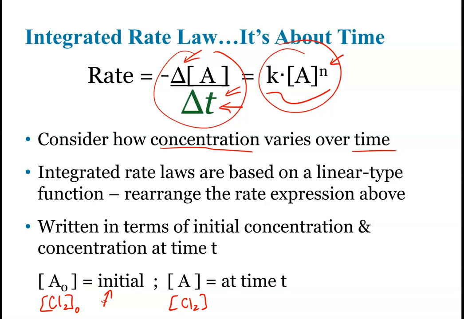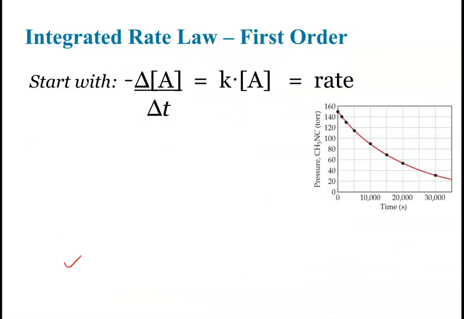Now, the way we're going to develop this is we're going to look at the three common orders that we learned about for reaction orders: first order, second order, and 0th order. We will individually derive the integrated rate law that these three different orders of reaction would follow. The first one we're going to look at is first order reactions.